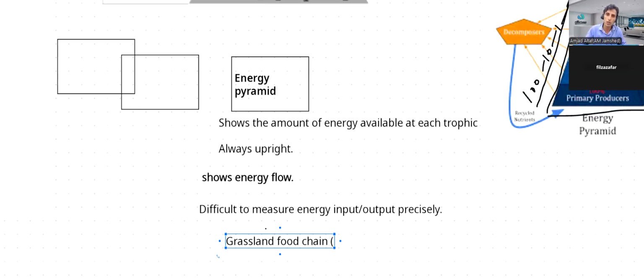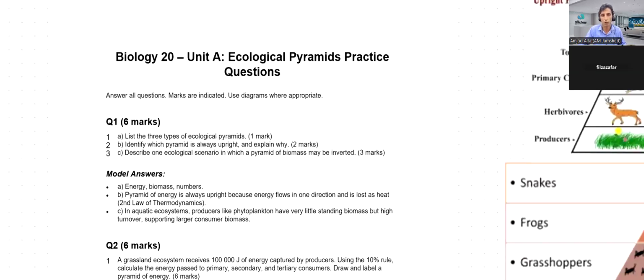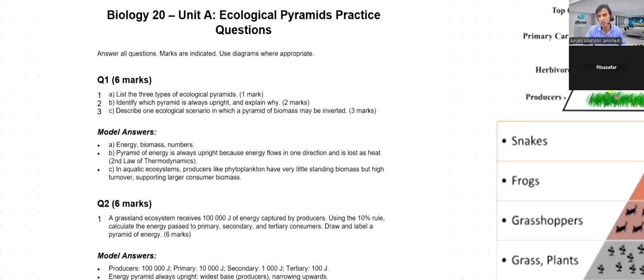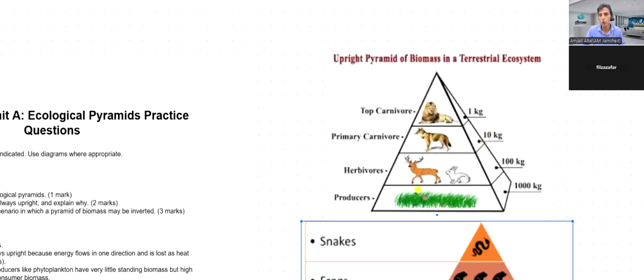So the question relevant to this topic, as per your past papers, that I have pasted here for you to understand: list the three types of ecological pyramids. I have discussed with you the first one, that is the energy pyramid. Then you have the biomass pyramid. So what do we mean by the biomass pyramid? This is what we can also talk about. The biomass pyramid shows the total dry mass of living organisms at each trophic level, right?